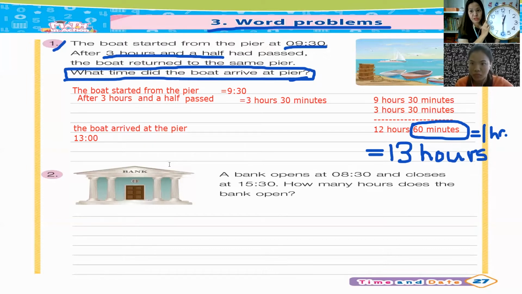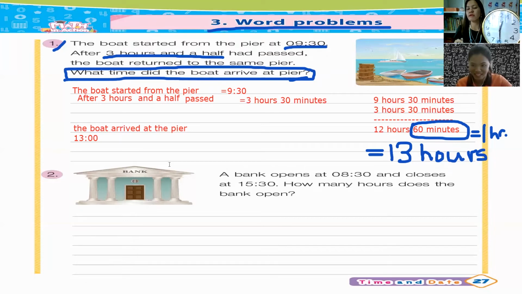Okay, so that's it. So what are we going to do? Let's just count from 9:30 to 12:30. 9, 10, 11, 12. How many hours? 1, 2, 3, plus the 30 minutes. Half. Am I right? Okay, so we already have the 3 hours, but we have 30 minutes. 30 plus 30, 60 minutes. And 60 minutes is equal to 1 hour. So we add another 1 hour. From 12, another 1 hour to 1. So what time will it arrive? 1 o'clock or 13 o'clock.